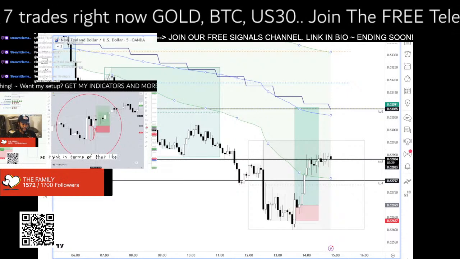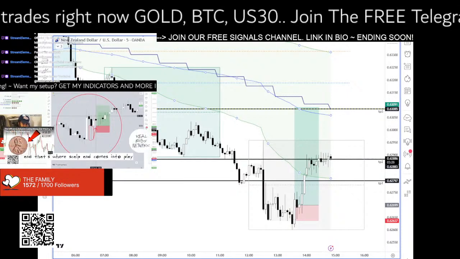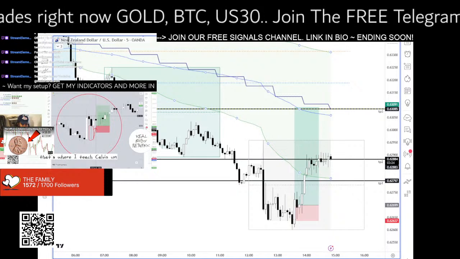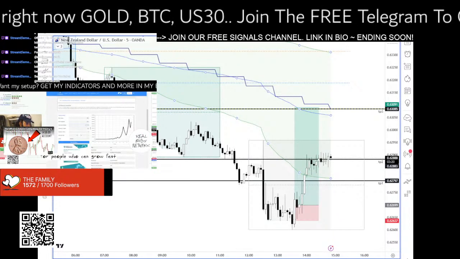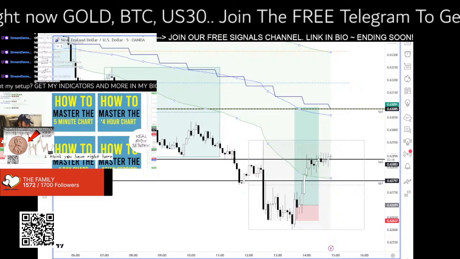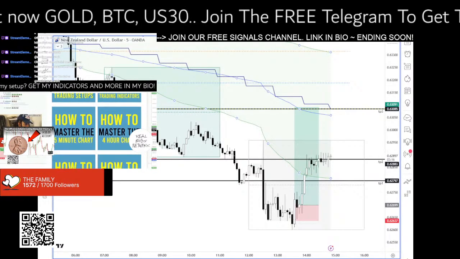So think in terms of that, and that's where scalping comes into play. That's where I teach scalping. I teach scalping over here for people looking to grow fast and take more trades. I think it has right here how to master the 5-minute chart.